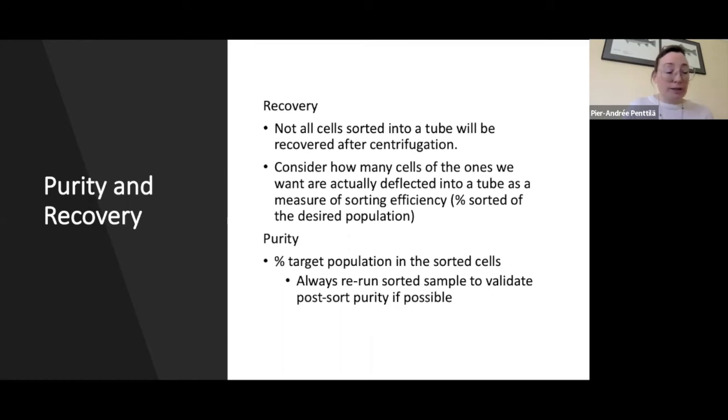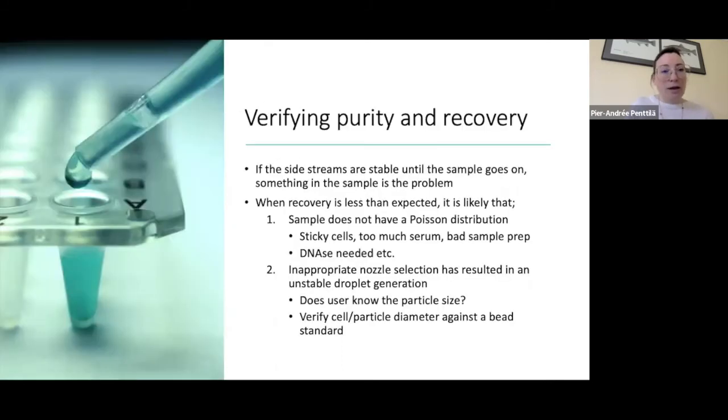And finally, purity is obviously of extreme importance, because we're assessing the % of the target population that was successfully in the sorted cells. So if possible, we always rerun a sorted sample to actually validate the post-sort purity. Of course, this isn't always possible in, for example, single cell sorts or very rare subsets. But if there are enough cells sorted, we always rerun that portion to validate the purity of the sort. And the verification of the purity and recovery are important.